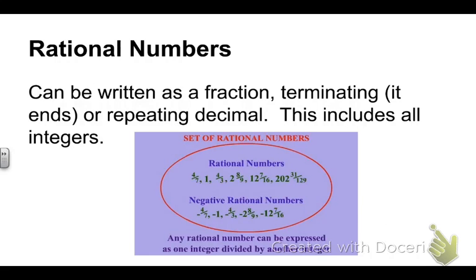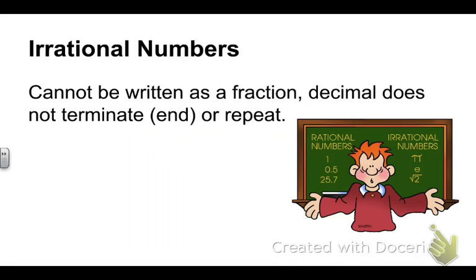Then we have rational numbers. Now, rational numbers can be written as a fraction, 1/2, 3/4, 7/8, and it's terminating. That means that it ends, all right, so 0.75, done, no more. Or repeating decimals, 0.33333333, and it goes on forever. Or 0.45454545. There's some kind of repeat, there's some kind of repetition there. And this also includes all integers, so not only is it positive, but it's also negative.